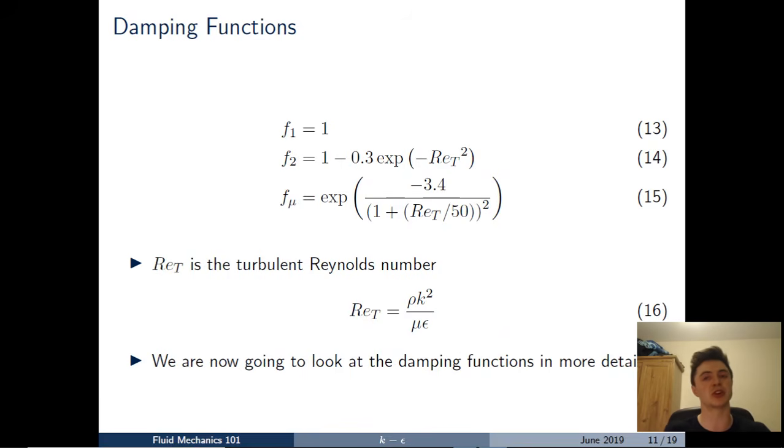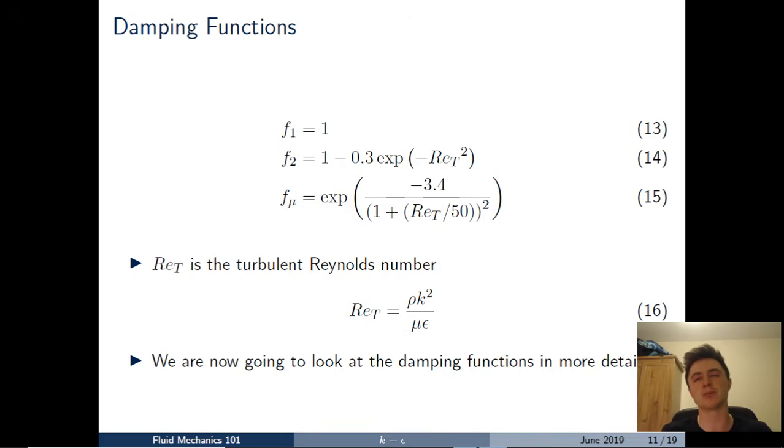So what are the damping functions in the standard k-epsilon model? Well, we have F1, F2 and F mu there, given in equations 13, 14 and 15. And what you'll notice is that the key parameter in these damping functions is the turbulent Reynolds number. So that's Re with a subscript T for turbulence.